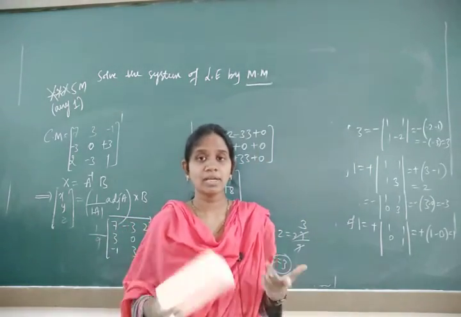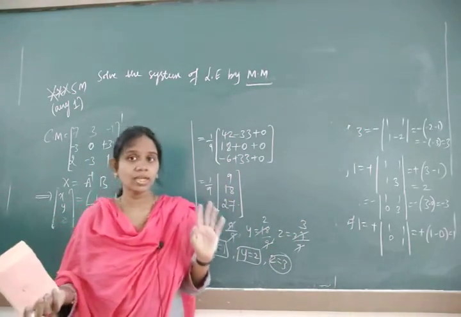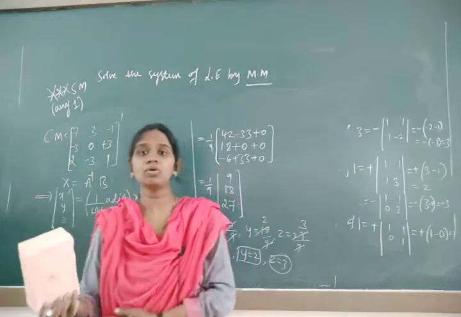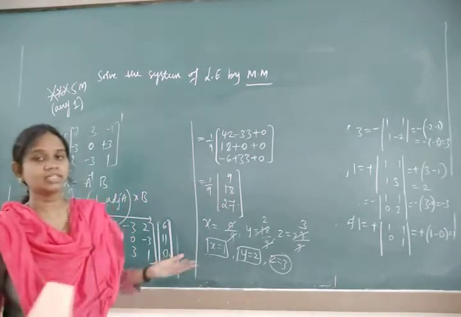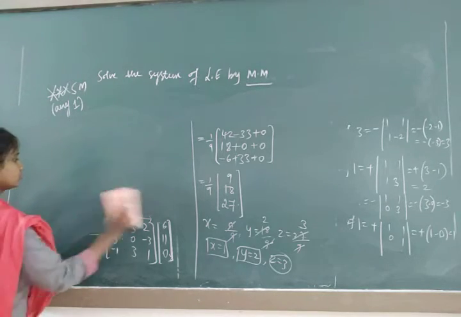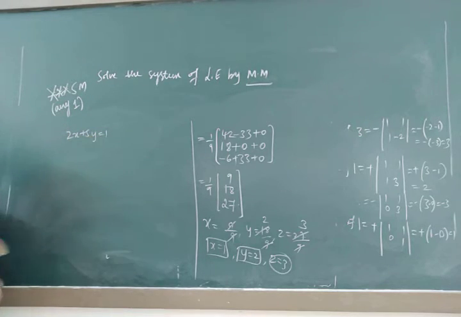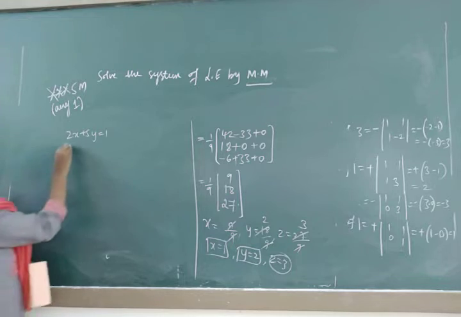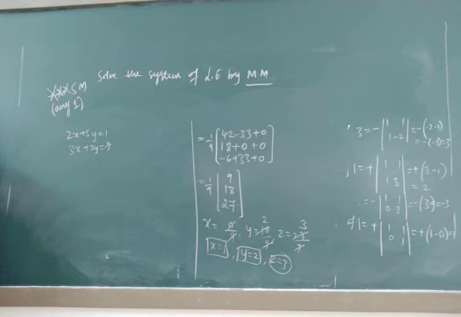So now one more problem I will take based on 2 cross 2. In the examination they will ask only about the 3 cross 3. Remember, there will be no 2 cross 2 for your 5 marks question, even though we will take this one. 2x plus 5y is equal to 1. Next one, 3x plus 2y is equal to 7. Okay, 2x plus 5y is equal to 1, 3x plus 2y is equal to 7.